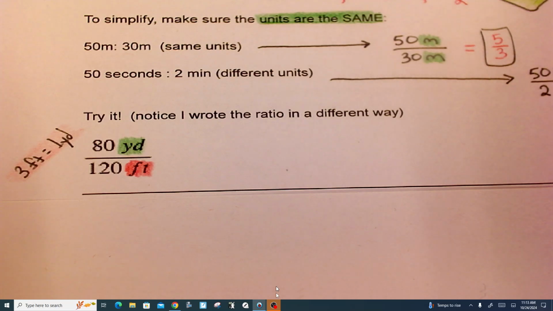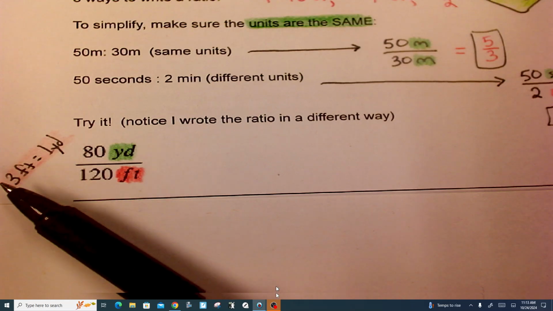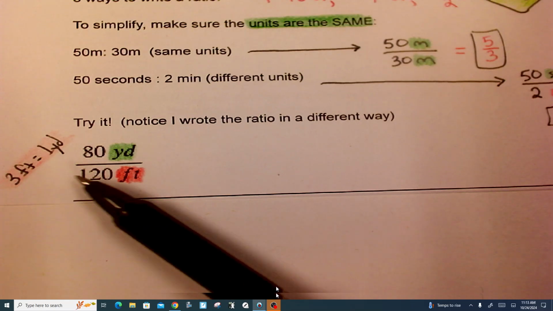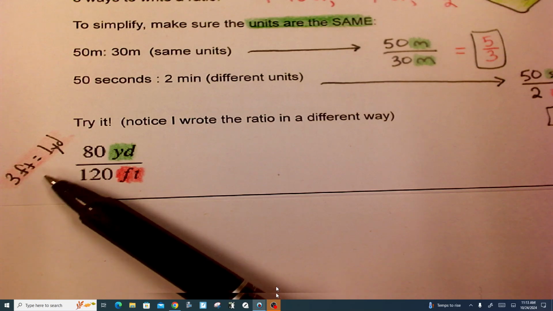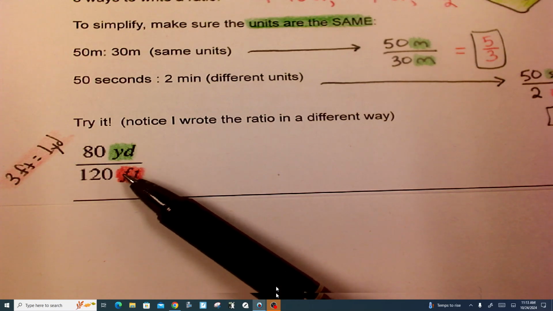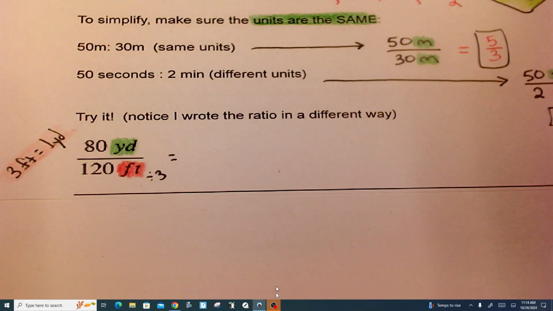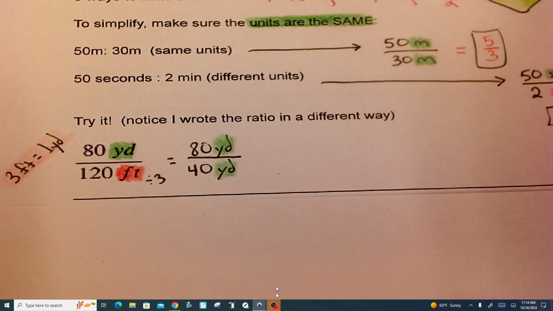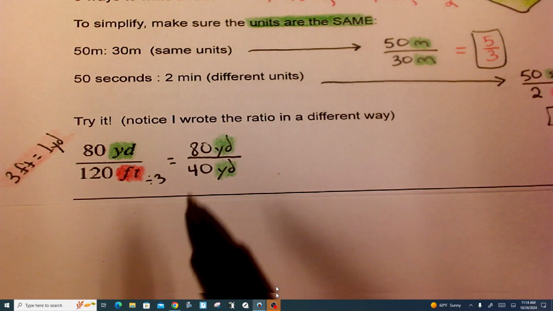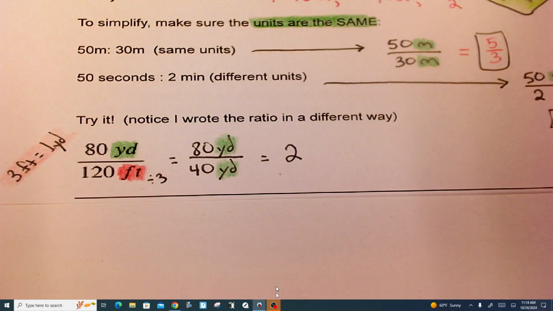3 feet equals 1 yard, and the number 3 is bigger than the 1 yard, so feet are smaller units. So basically, if I took these feet down right here, I should get a smaller number for the yards, right? See how 3 feet, 1 yard? So if this is 120 feet, I need a number that's less than 120. Let's just go ahead and divide it by 3. And so now we have the same units, and now we can go simplify. 80 over 40 becomes 2.